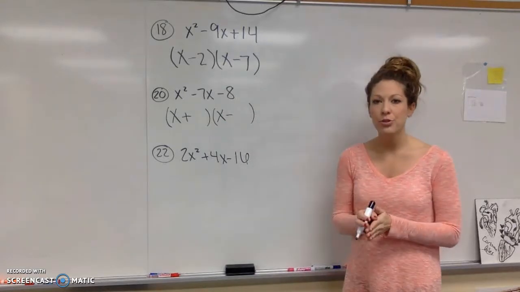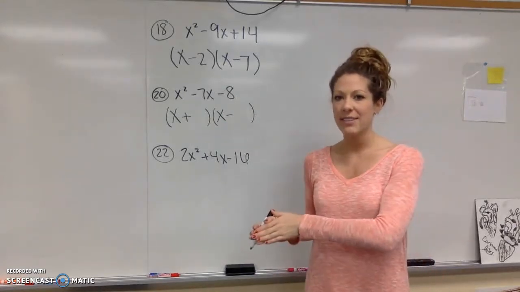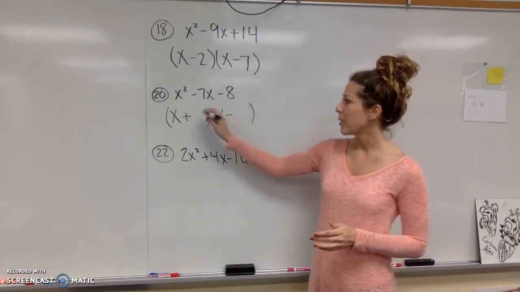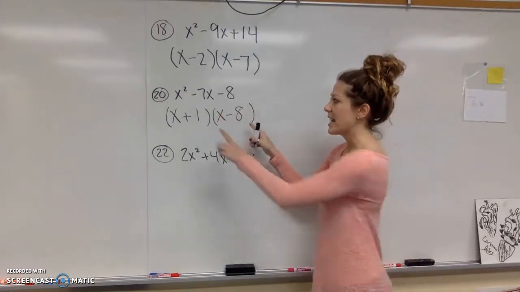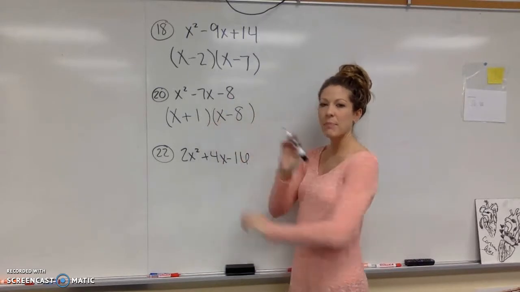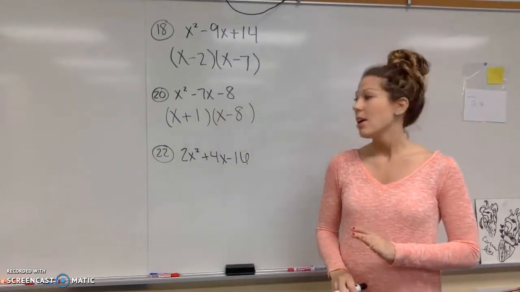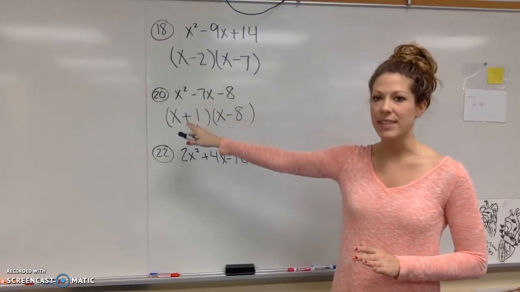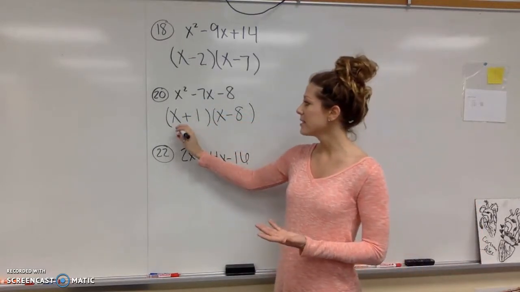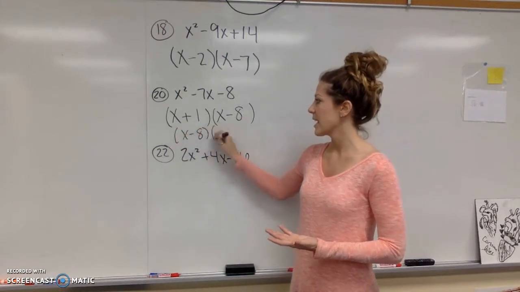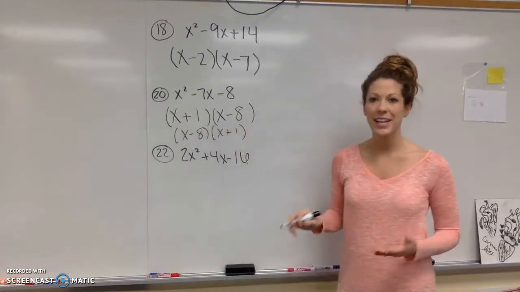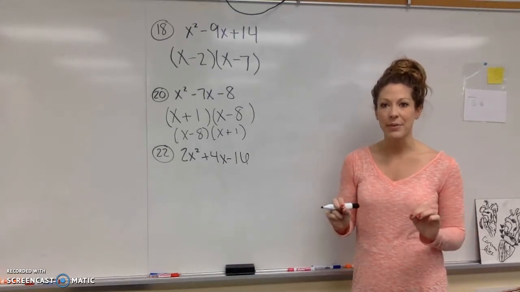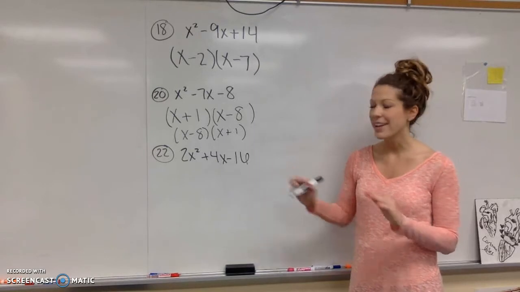So now we're looking for two numbers that multiply to negative 8 and add to negative 7. And those two numbers are positive 1 and negative 8. Now we can't flip-flop those. It can't be positive 8 and negative 1, or else we would get a positive 7 as our middle term, and it needs to be negative 7. But you can rewrite this to say x minus 8 and x plus 1. That's okay. It's okay to flip your two binomials as long as the plus sign and the minus sign are with the correct numbers. All right?